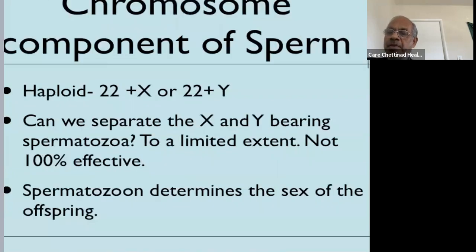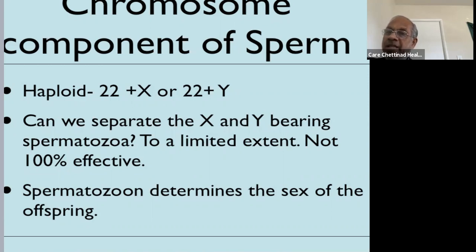Well, you all know the spermatozoa have two varieties, the 22 plus X or 22 plus Y. Whereas you have only one type of oocyte, it's all 22 plus X. Can we separate the X and Y bearing spermatozoa? As clinical results, this may be of interest to you.